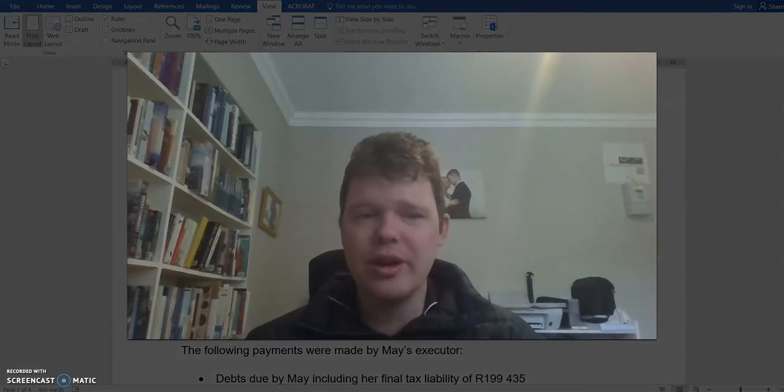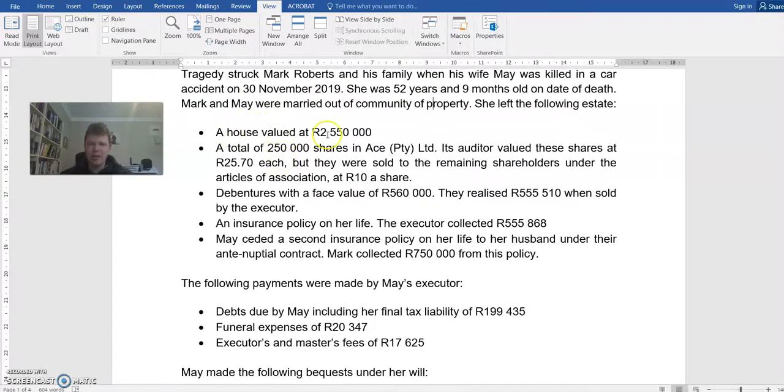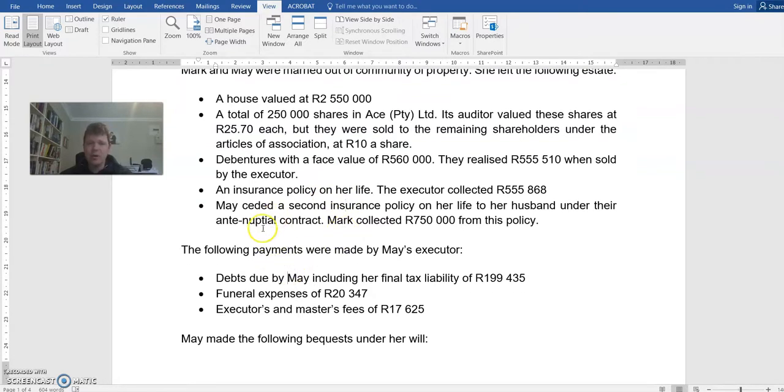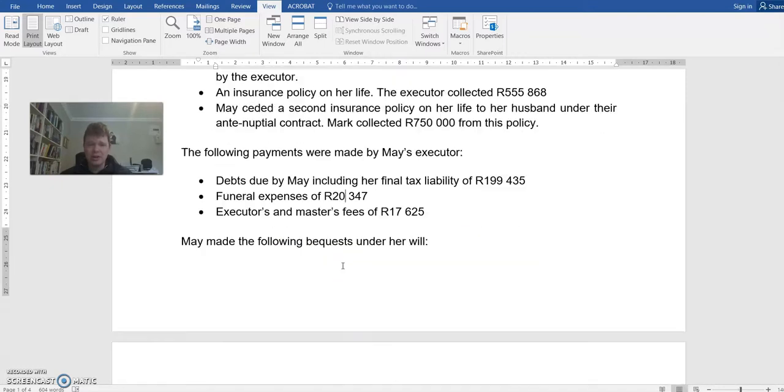Part 2 is going to look at the very basics of estate duty. So let's get right into it. Tragedy struck Mark Roberts when his wife May was killed in a car accident. She was 52. They married out of community of property, and she left the following assets in her estate: a house, shares, debentures, an insurance policy, a second insurance policy, and then the following payments were made by the executor of her estate: final tax liability, funeral expenses, and the fees of actually doing the estate.